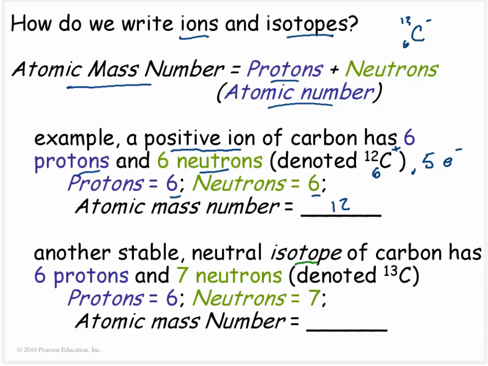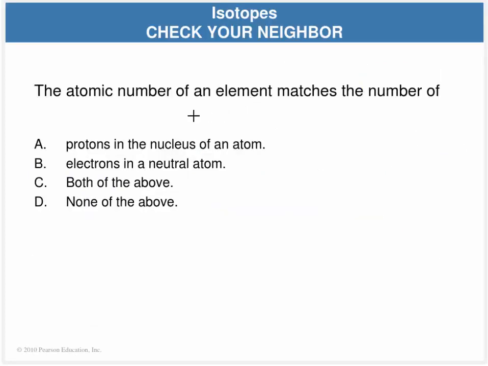Now, another isotope of carbon is going to have 6 protons and 7 neutrons, so these guys are different now. You add those together, and you're going to get an atomic mass number of 13. So this is going to be carbon 13, atomic mass number, number of protons. Just want to make sure you're staying awake. The atomic number is going to match the number of protons in a nucleus.